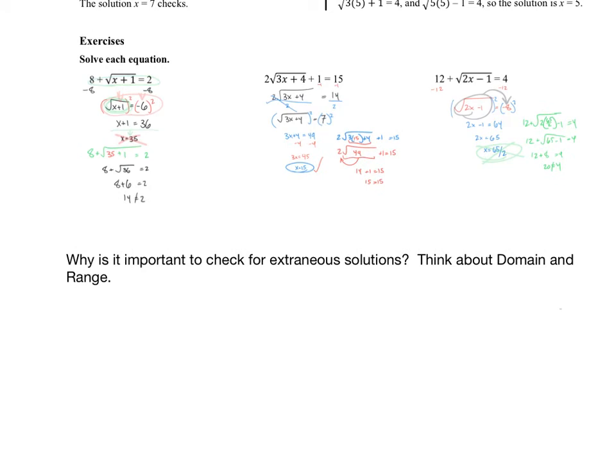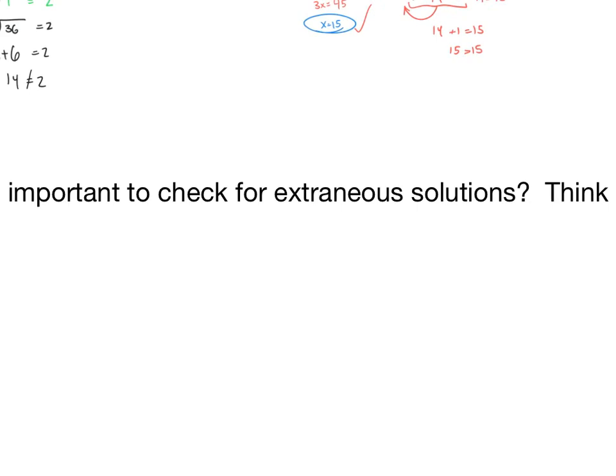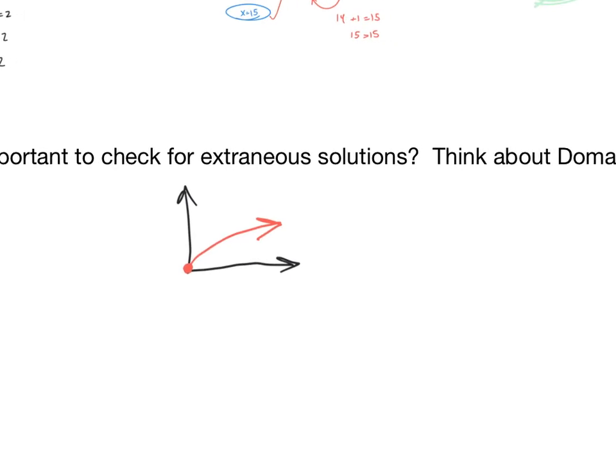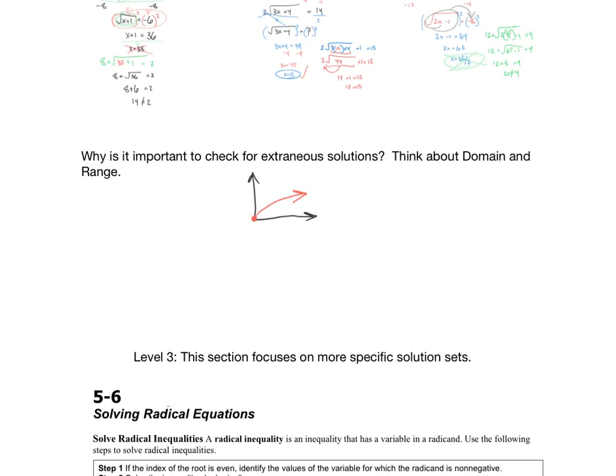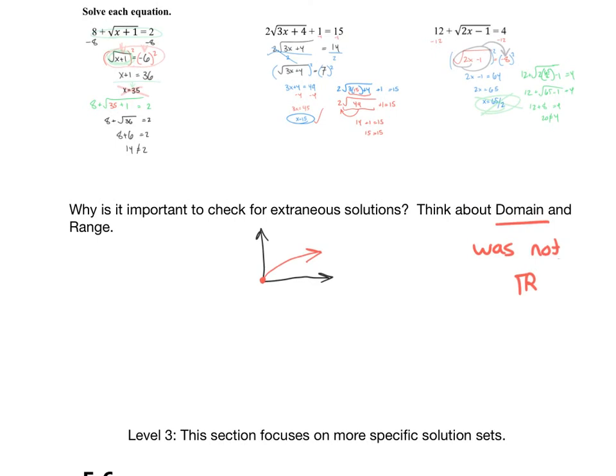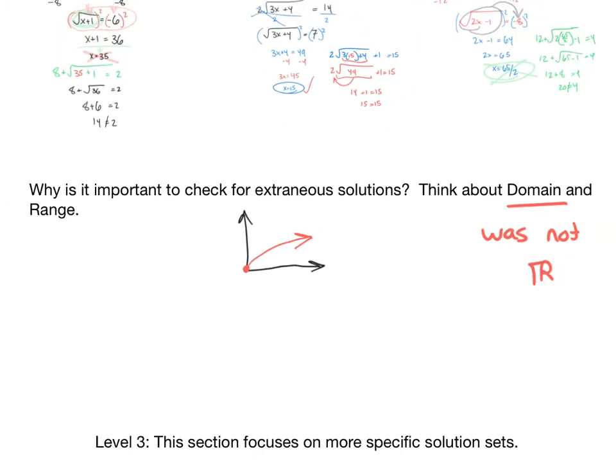Think about domain and range as the y. Remember that when we're graphing square root functions, their natural form looked like this. They started at 0, 0, curved up like that. The domain was not all real numbers, which means that every x that we find might not work. Sometimes values of x might be things that weren't possible.